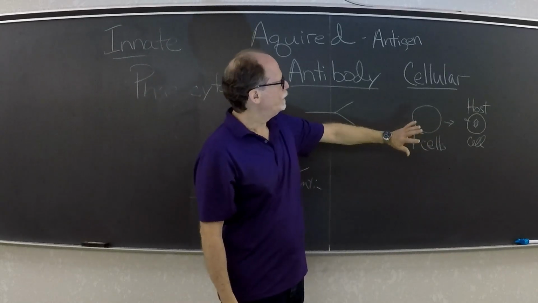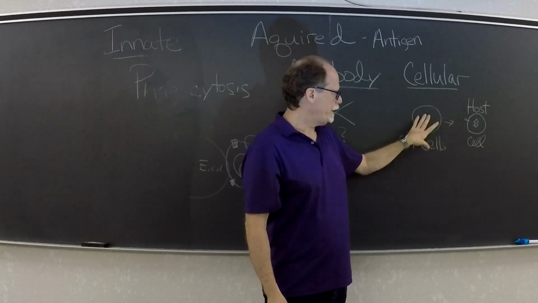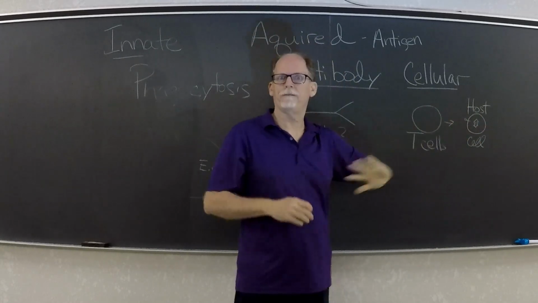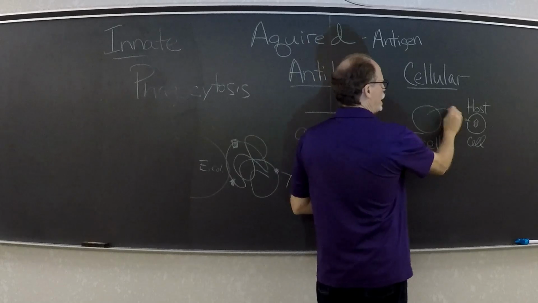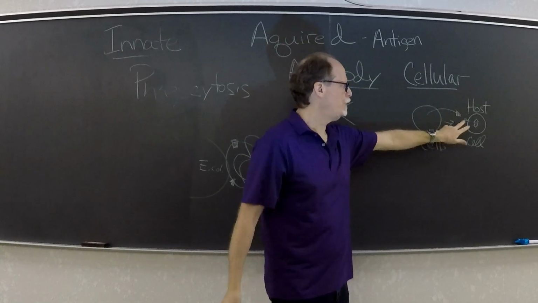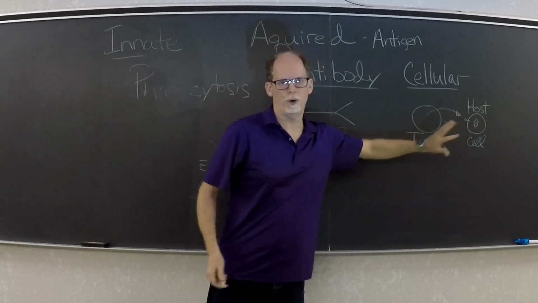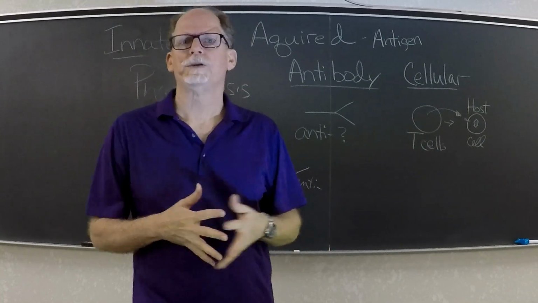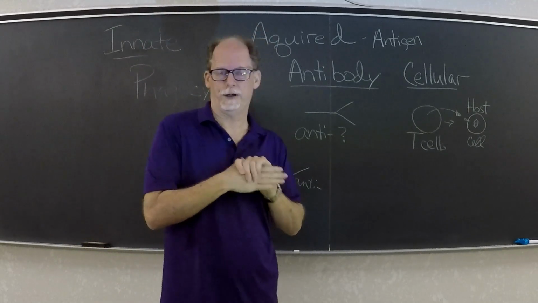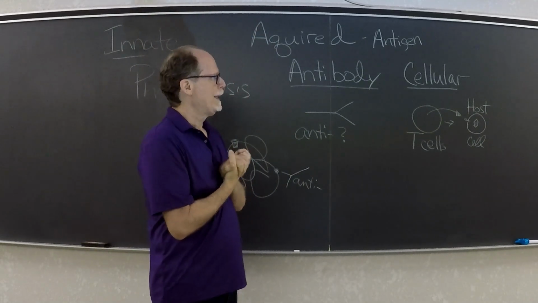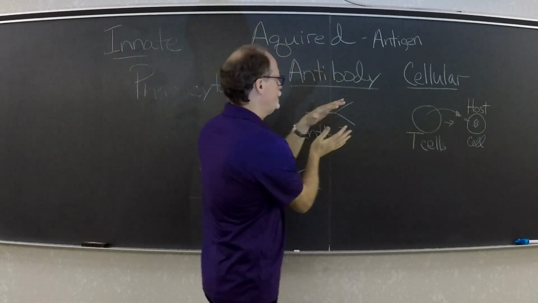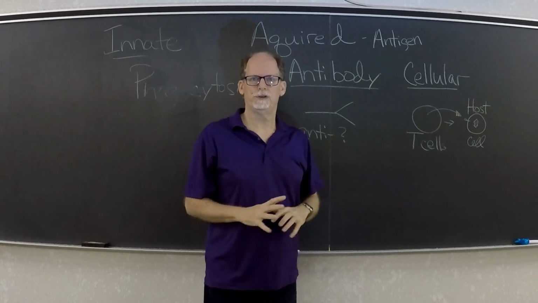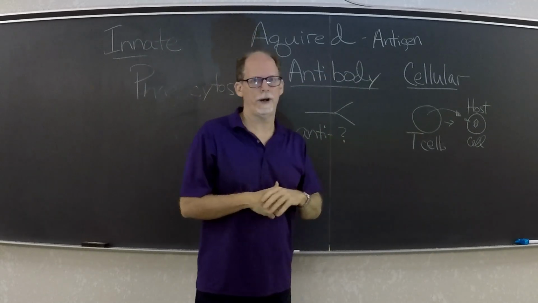The T cell recognizes that antigen as not being part of the host cell. It's like a foreign antigen, and then the T cell, because of the antigen found on the host cell, destroys that cell in your body. So it's a way of getting rid of virally infected cells. So that's cellular, this is antibody, they're both acquired. It's when your immune system is reacting to a foreign antigen.